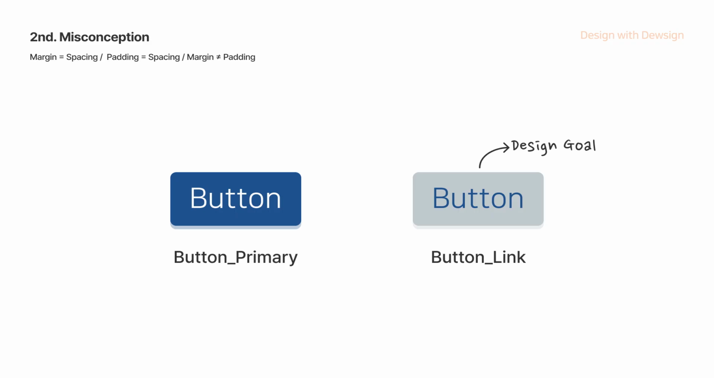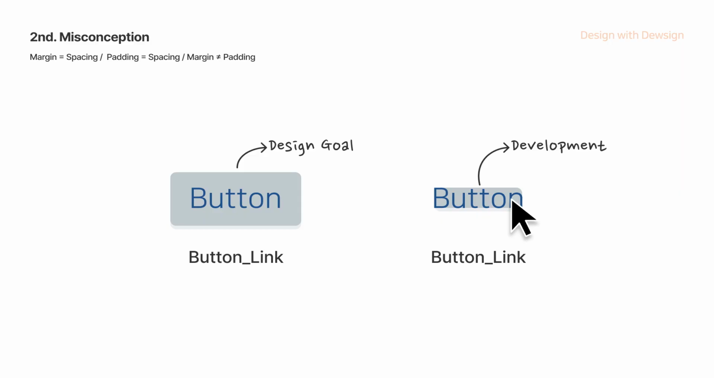In other words, this space surrounding the text must be defined as the internal area of the button. But when you look at the actual developed results, you'll often see the background color sticking right against the text, or the spacing being completely ignored. Why does this happen? It's because the developer understood this space as margin, the area outside the text, and built it that way. But the designer's true intent was padding, the internal spacing within the button itself, including the text.